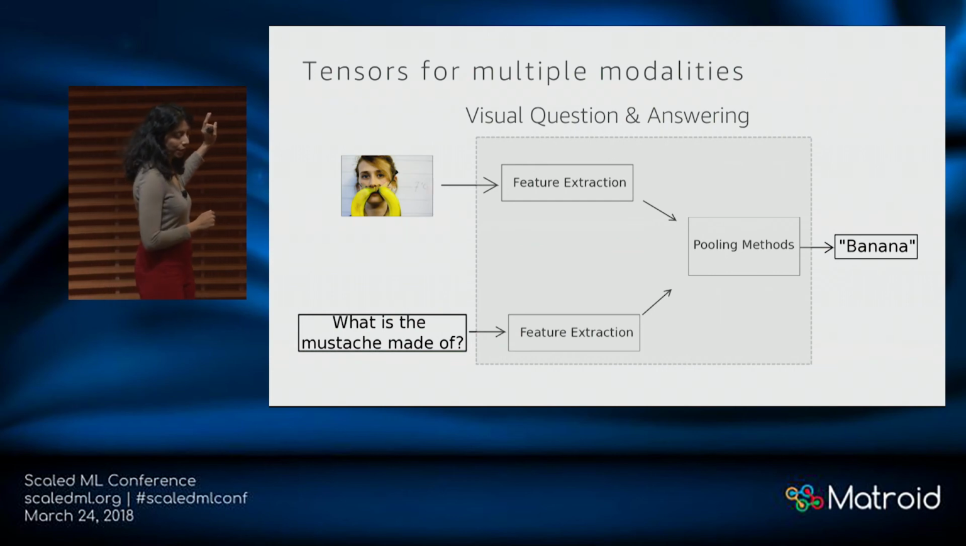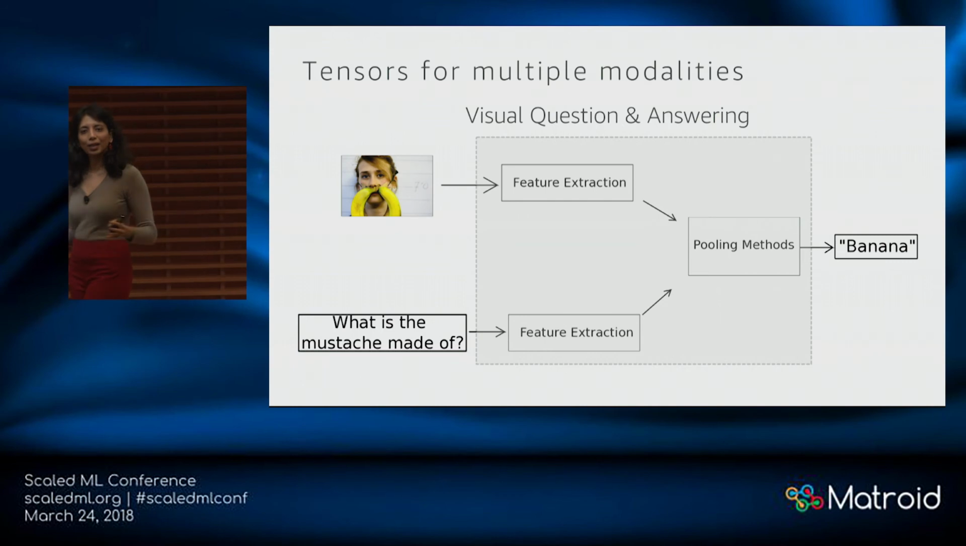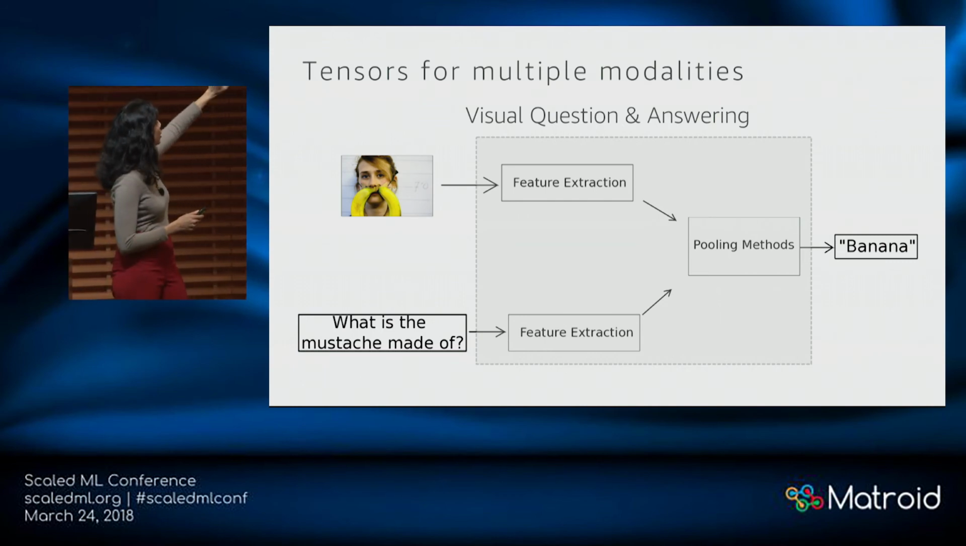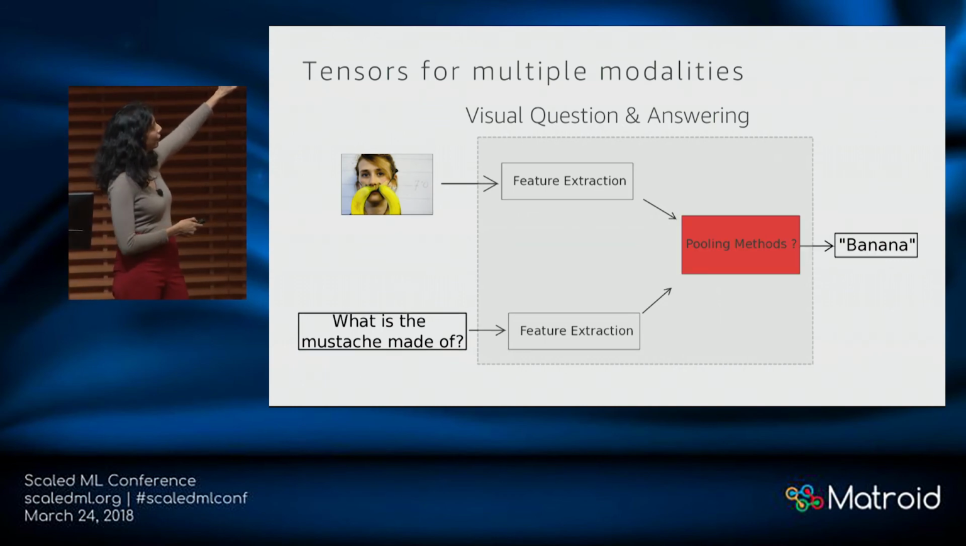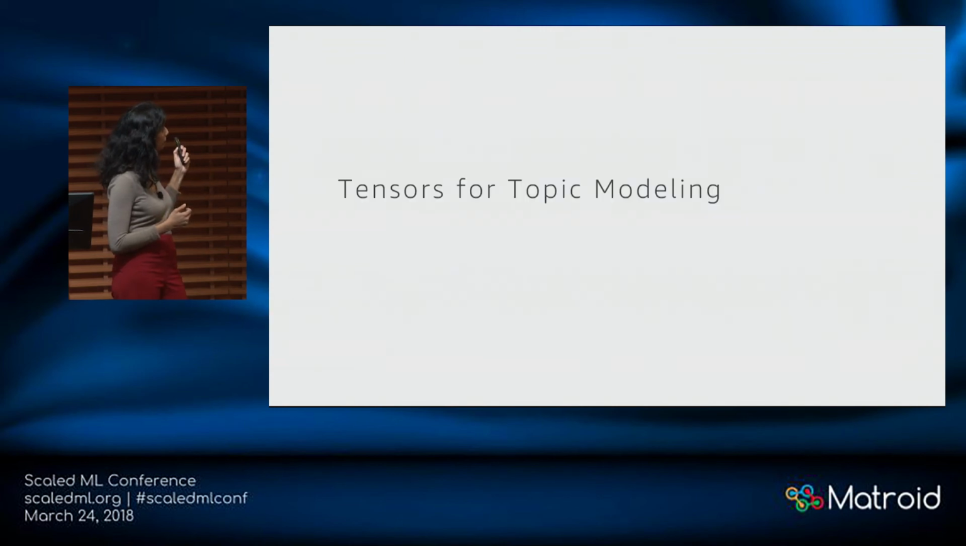So you can also use tensor formulations for multiple modalities. So you have image and text. The question is, how do you pull together the features extracted from image and text efficiently? Without going into details, there are formulations of taking together the image feature tensor and the text vector in this case, and doing sketching in efficient ways that can give rise to state-of-the-art results in visual question answering.